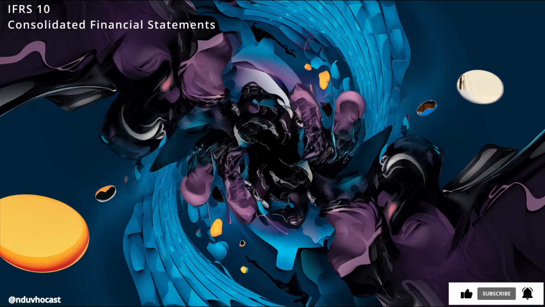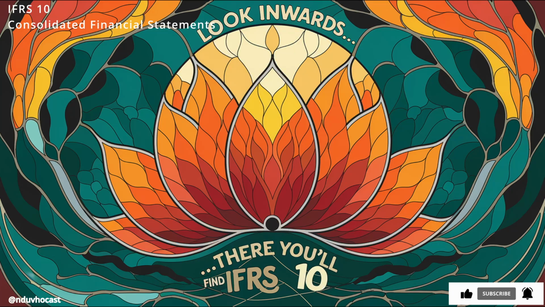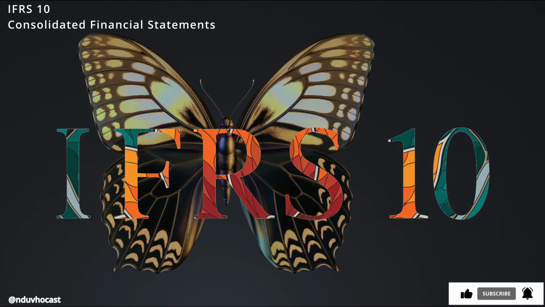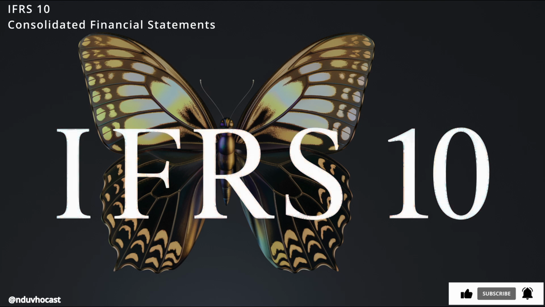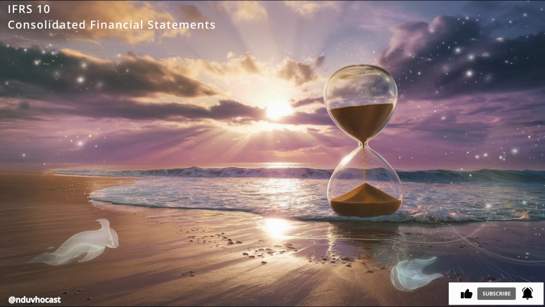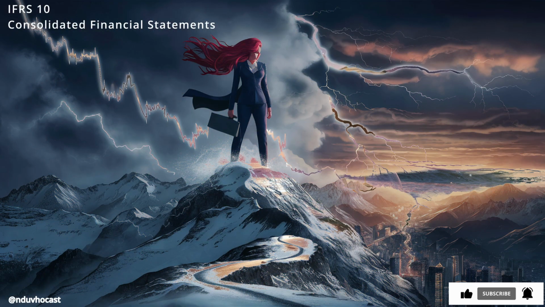We've got excerpts from the actual IFRS 10 document right here, so we're going straight to the source. But before we get into the nitty-gritty, let's take a quick trip down memory lane. IFRS 10 hasn't always been around, has it? You're right. It's had quite a journey. It actually started its life back in 1989 as IAS 27. And it's gone through a number of revisions and amendments over the years.